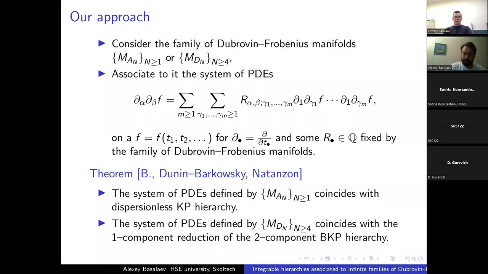So from the very beginning, the approach I'm going to introduce shouldn't work for everything. In particular, in order to start, you need an infinite system of Dubrovin-Frobenius manifolds, and they should also be, in some sense, consistent. I will explain it later. But what is important is that in our case, the integrability properties, for example the commutativity of the flows, will follow from very easy conditions that are essential for every Dubrovin-Frobenius manifold.